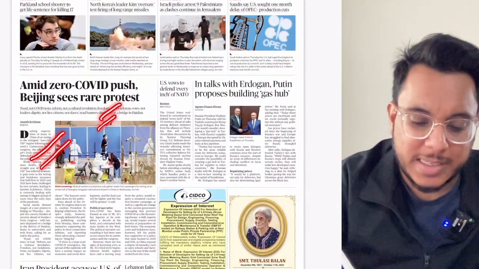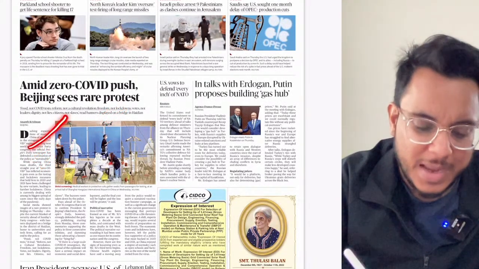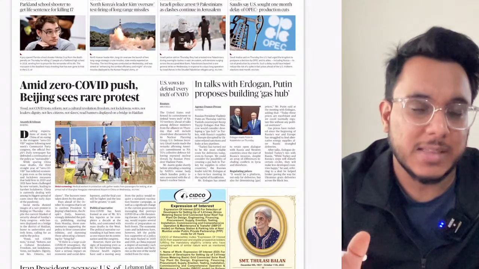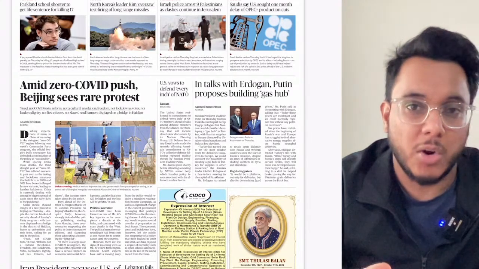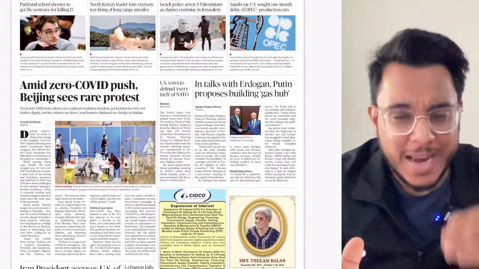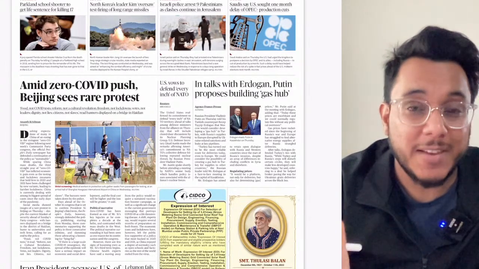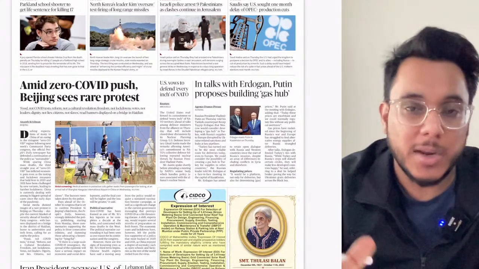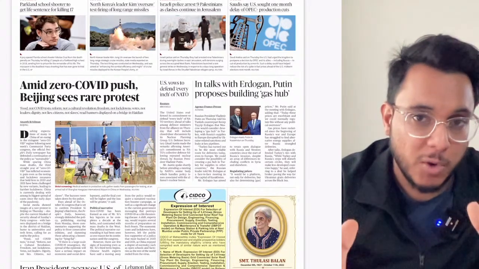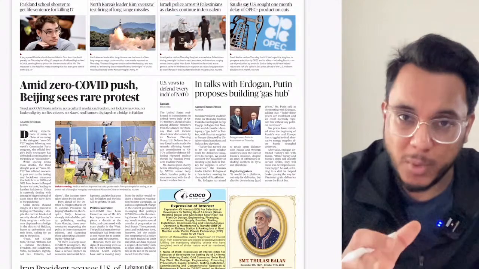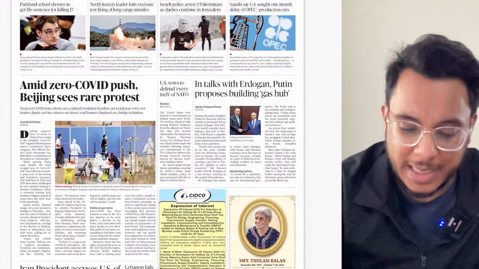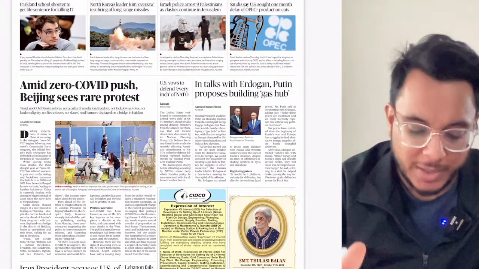Amid zero COVID push, Beijing sees rare protest. Now guys, see this thing. When we talk about China, it has a policy of zero COVID cases. So whenever the cases come in China, they impose a very strict lockdown. And now this is the third year when the COVID-19 cases are coming on and off. And many such lockdowns have been imposed in China. So the people are frustrated in China. Economic losses have happened there. Then many other such issues are there. Basically the ease of living is getting impacted when people are being put into lockdown. Education is getting impacted. So there are protests that have been there in China. However, no need to go too much into the detail in this article.